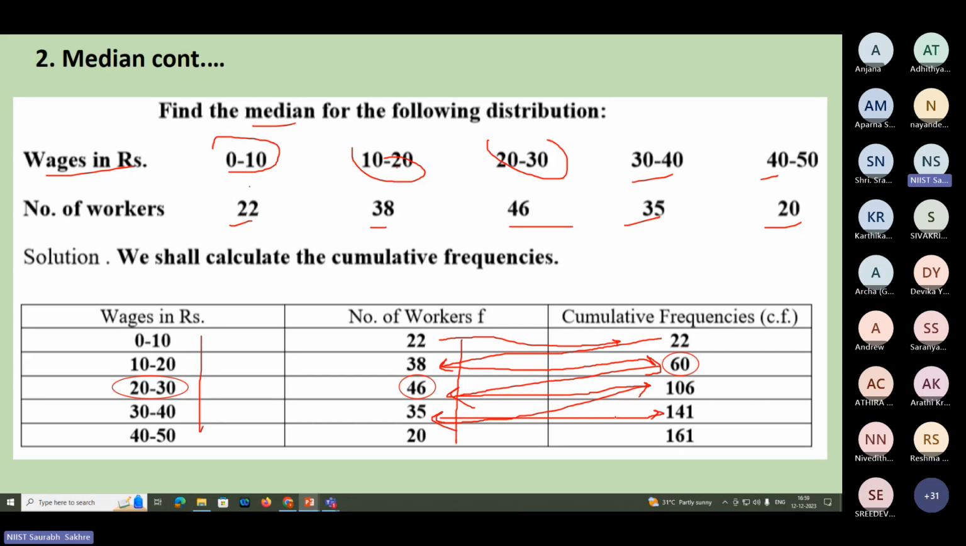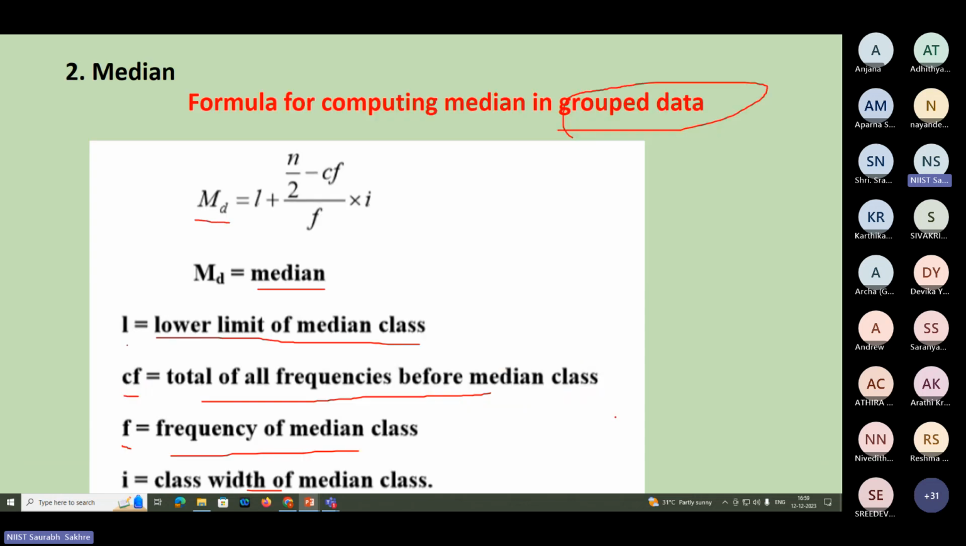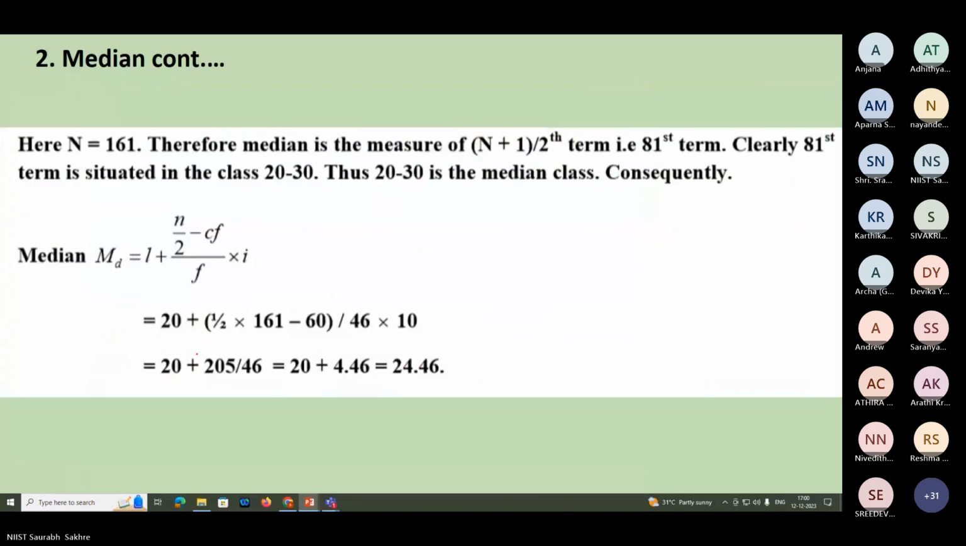Now, before applying the formula, we need to see the median class. Here you can see, and now I'll start one by one. The first point is we need to see the lower limit of median class. How will we see it? Here the total cumulative frequency is 161.